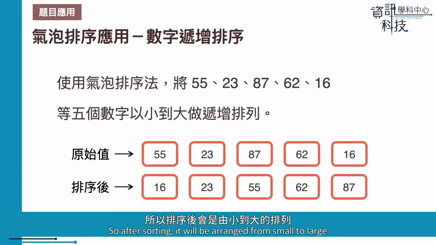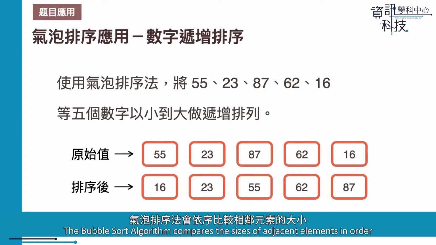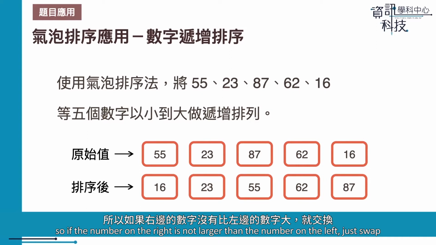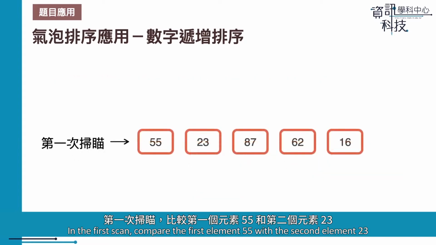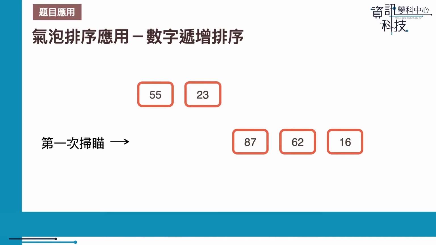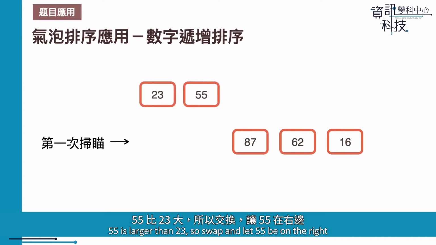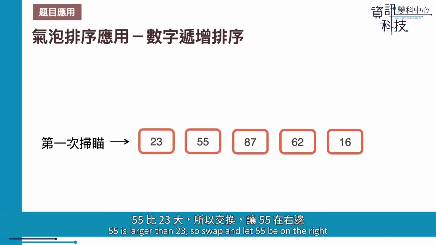So after sorting, it will be arranged from small to large. The bubble sort algorithm compares the sizes of adjacent elements in order, so if the number on the right is not larger than the number on the left, just swap. In the first scan, compare the first element 55 with the second element 23. 55 is larger than 23, so swap and let 55 be on the right.